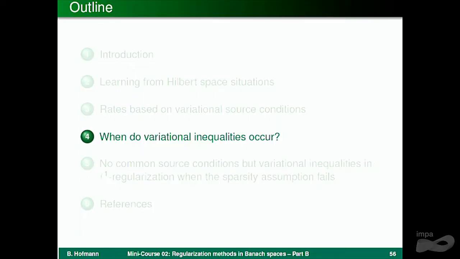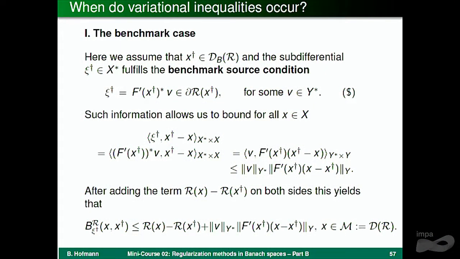Now the question, I have presented this variational source condition. It's a stupid mathematical expression, and is it realistic? In this small chapter, I want to show this. The first situation is the benchmark case, which means we have a range type source condition.